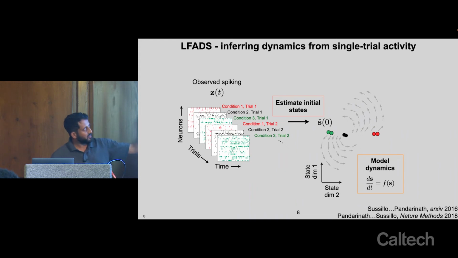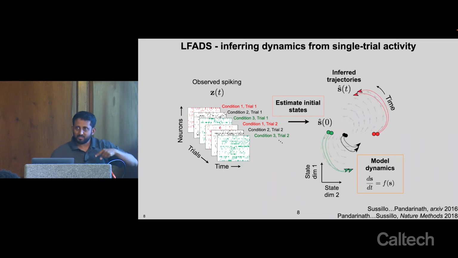So if we can do those two things, find a way to estimate the initial state and model dynamics, then we should be able to take the initial state, integrate over time, and draw out the underlying trajectory for how the data are evolving.